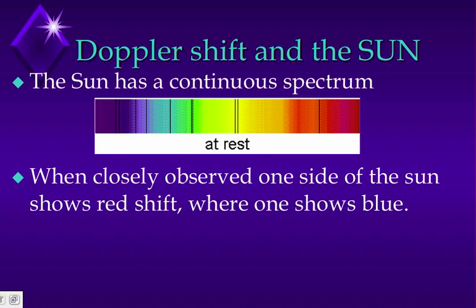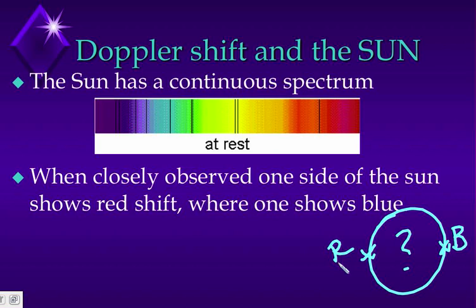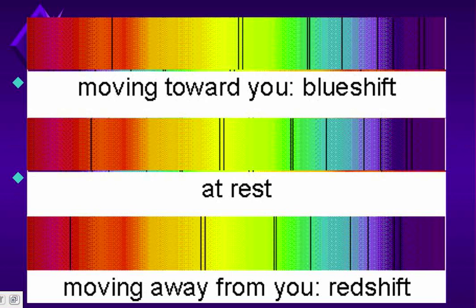Okay, finally, a couple challenge things or things to consider as we move on with our unit. The sun, we notice, has a continuous spectrum, but when we closely observe the solar spectrum, we notice that one side of the sun, so when we look at the sun like this, this side over here shows a red shift, but this side over here shows a blue shift. How is that possible for the star to be moving both away and towards the Earth at the same time?